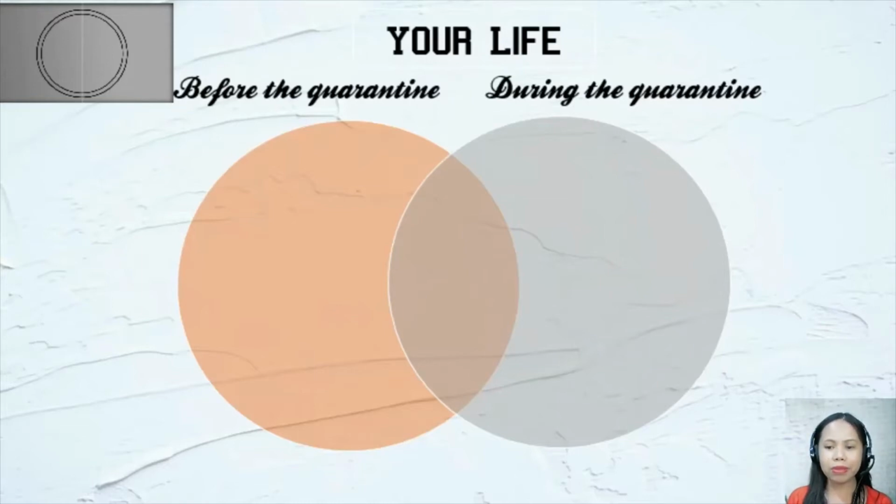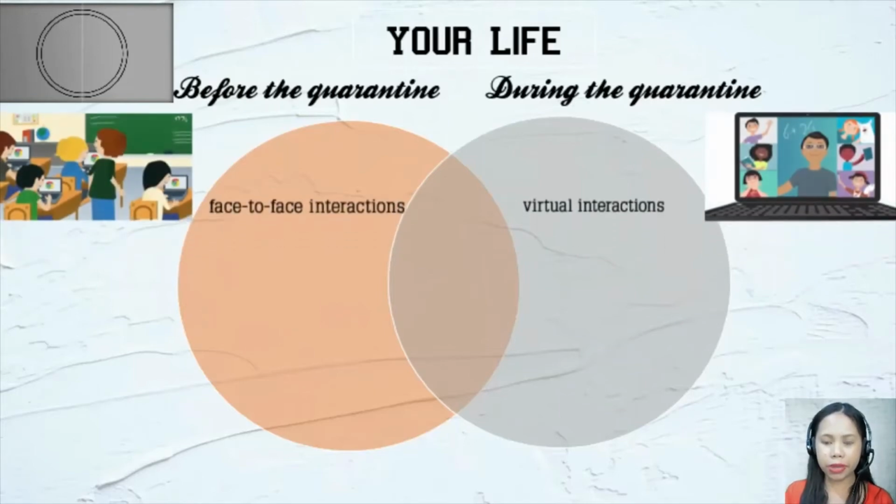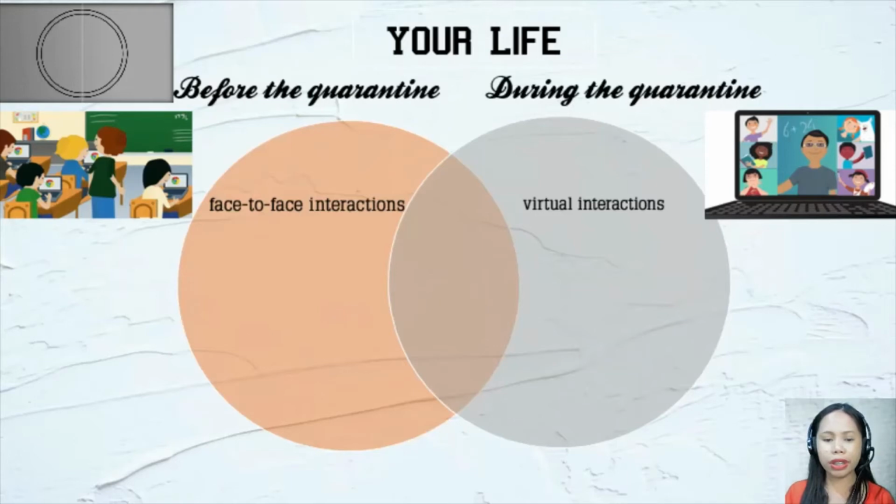You have used it before in one of your activities last semester, and I'm sure you have used it a lot of times even before then, and you will use it many times more in the future. So let's go. Firstly, before the quarantine, our interactions were mostly face to face. In school, you get to see your classmates, your friends, and your teachers. But during the quarantine, our interactions became virtual. We mostly make use of social media platforms or apps to communicate with other people.